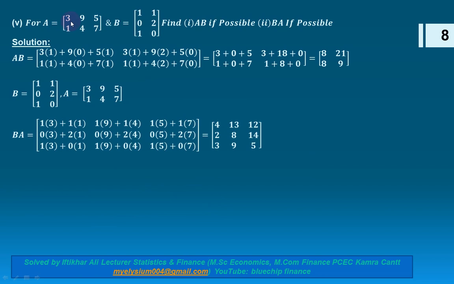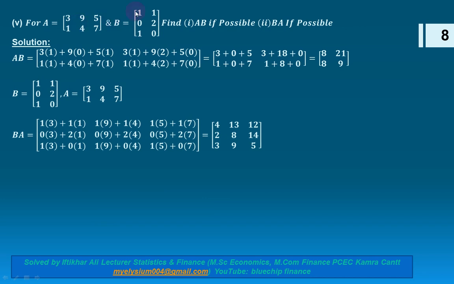After that, question number 5, that A matrix is 3, 9, 5, 1, 4, 7 and B is 1, 1, 0, 2, 1, 0. Find number 1, multiplication of A and B is possible, and BA if possible. So first of all, we multiply these two, first row first column, first row second column, and after that second row first column and second row second column.